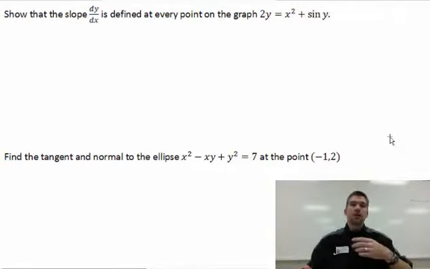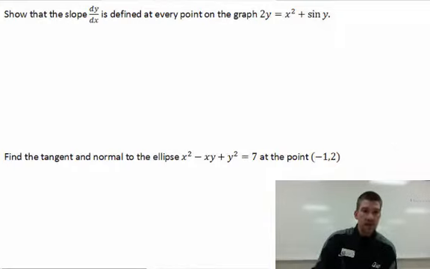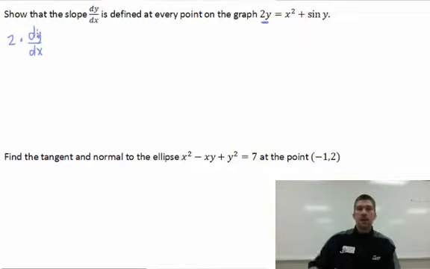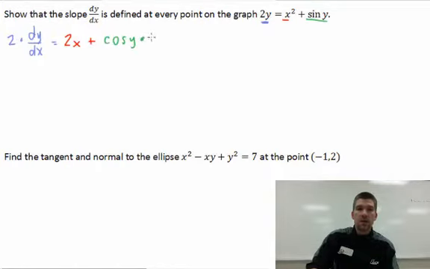Okay? So what we're going to do is dive right on in here. We're going to look at the derivative of 2y, and the derivative of 2y is 2 times dy dx. And then on the other side of the equation, the derivative of x squared is 2x, plus the derivative of the sine of y. The derivative of the sine is cosine, times the derivative of y, which is dy dx.